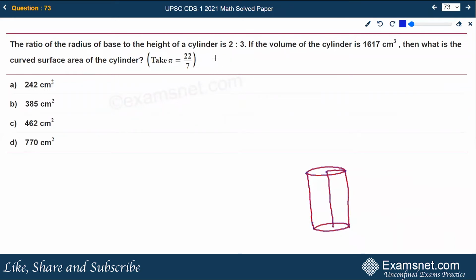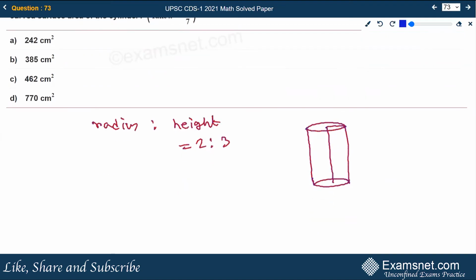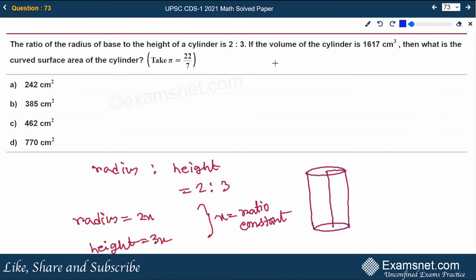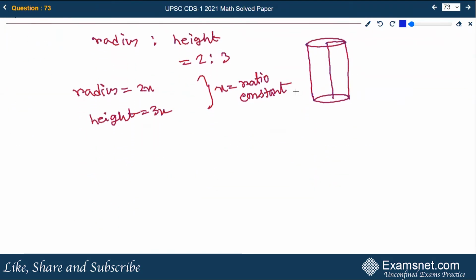In question number 73, we are given the ratio of the radius of the base to the height of a cylinder, that is 2:3. I have already drawn a cylinder. So since the ratio of radius and height is given as 2:3, I can write radius as 2x and height as 3x, where x equals the ratio constant. If the volume of the cylinder is 1617 centimeter cube, then what is the curved surface area of the cylinder? Take pi equals 22/7.